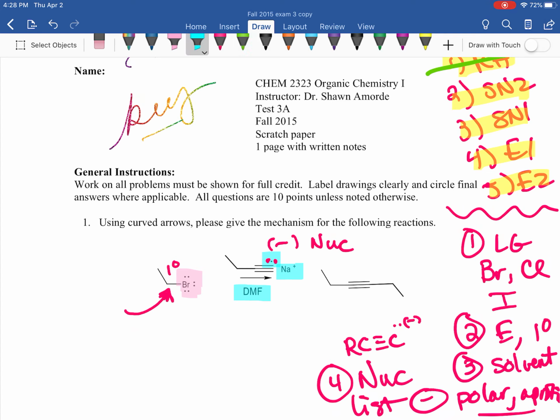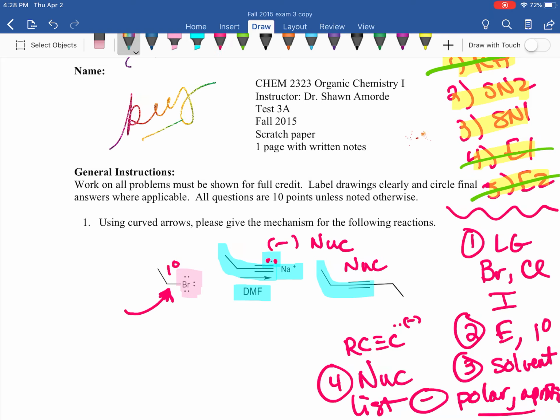Let's look at our product. Did we form a double bond? No, so it's not an E1 or an E2. And did we end up adding our nucleophile to our electrophile? Yes. So that is telling us that this has to be one of the SNs.